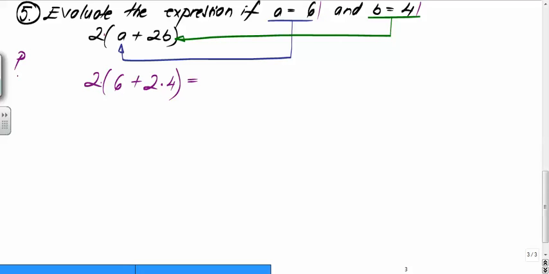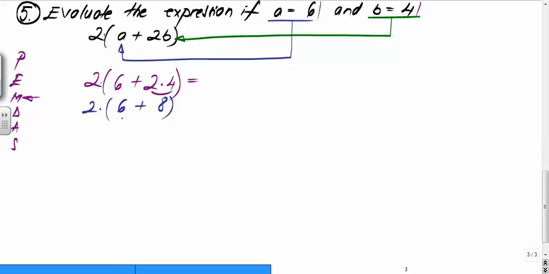Write what I said, write it down, and thus you have first parentheses, but inside the parentheses you have adding and multiplying, which if I would follow the order right, I know I have to do multiplication first. 2 times 4 is 8, and I have in parentheses 6 plus 8, everything multiplied by 2, right?